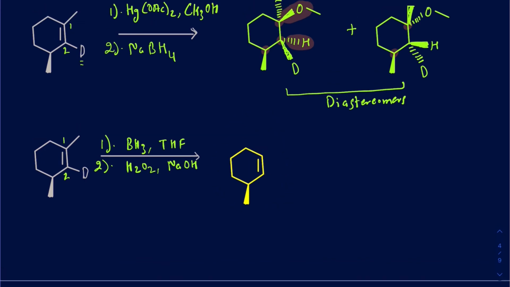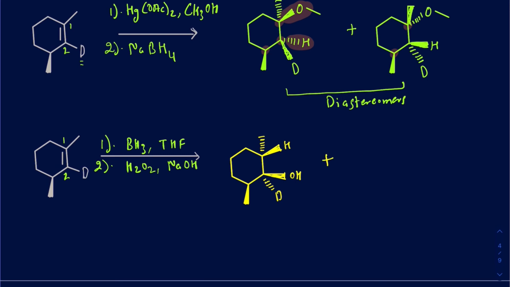So since it's an anti-Markovnikov addition, your OH needs to be on the second carbon. And let me take out this double bond here. If I go ahead and put my OH coming out of the page, suppose, then your deuterium will be pushed back into the page. And then the H that's going to be added onto the first carbon needs to be syn with respect to the OH. So that means that H should also be coming out of the page. And that would push this methyl group back into the page. So that's going to be one of your products.